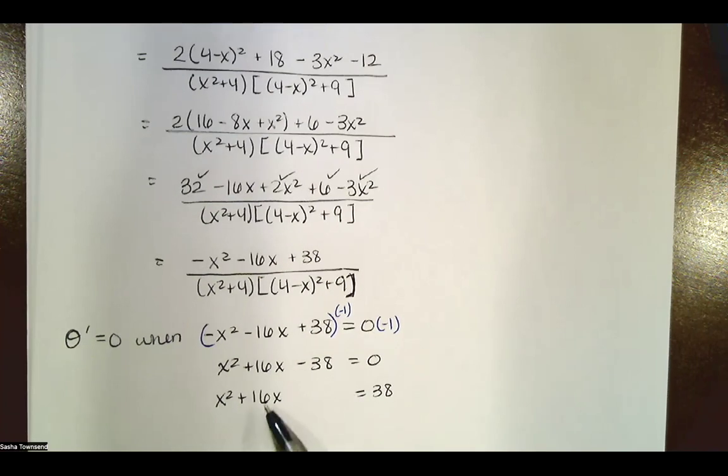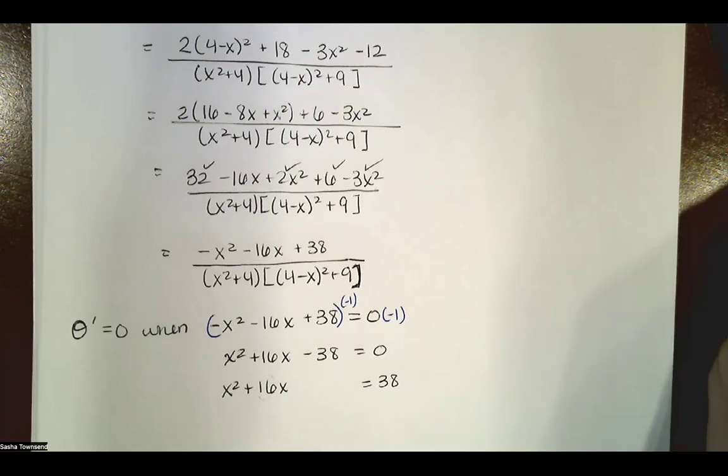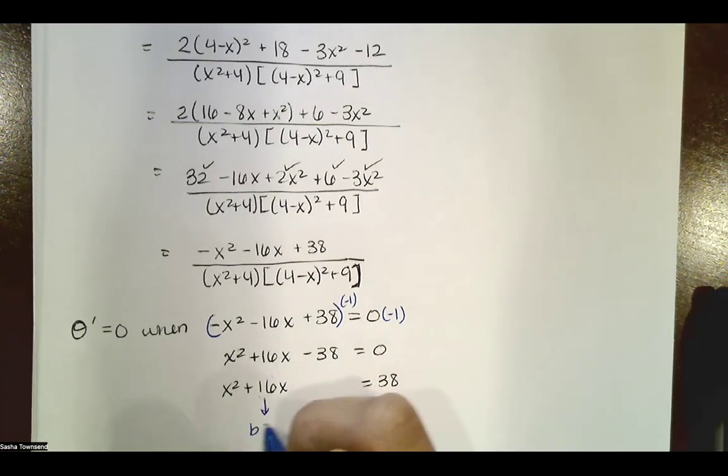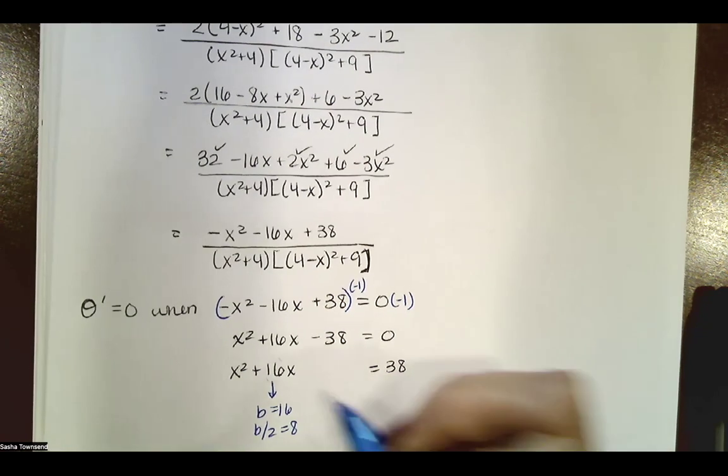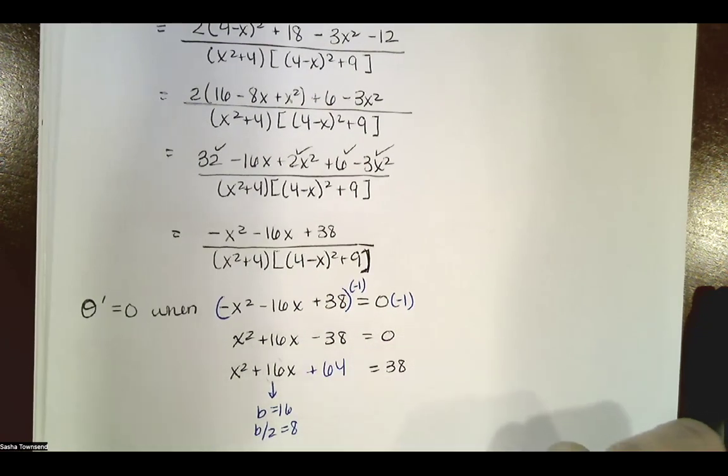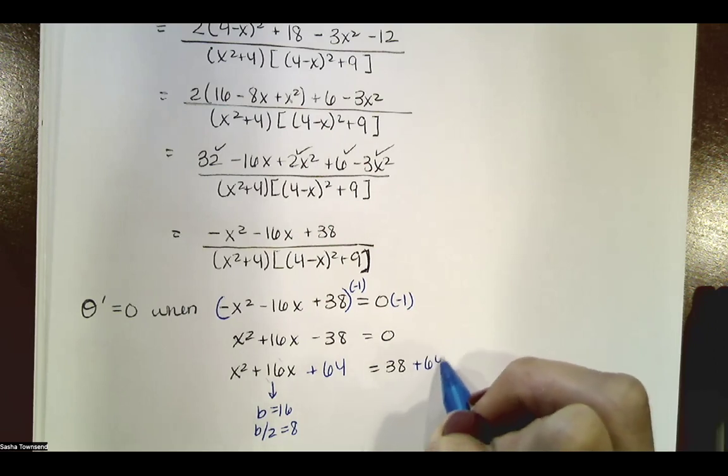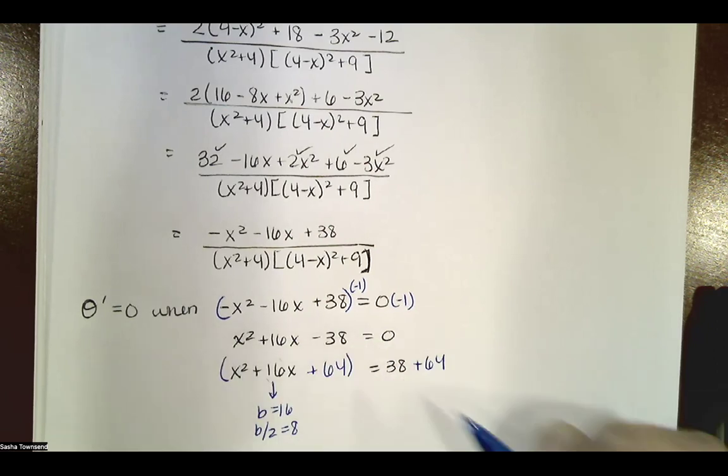Now to complete the square, we take half of this number. Usually we call that b. So b is going to be 16. Take half of that, that's 8, and then square it. That's what you add to that side to have a perfect square. We're going to add the same thing to both sides to keep everything nice and even.